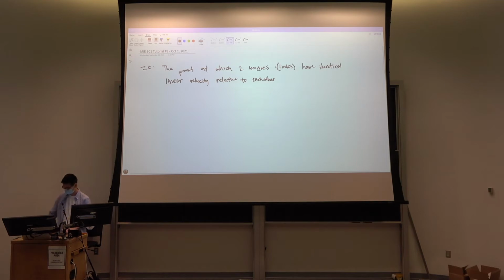Apologies in advance if my handwriting is hard to read. I can clean it up, I can try to clean it up if people can't read it.